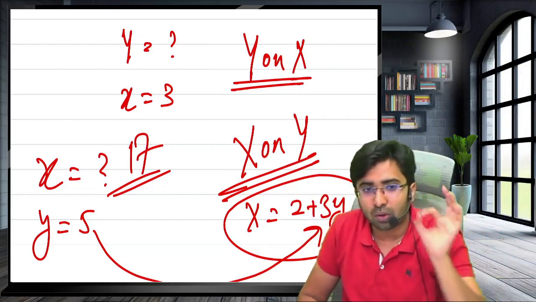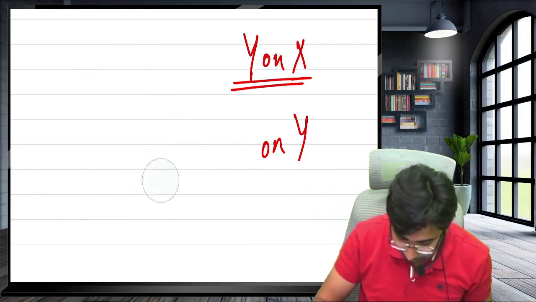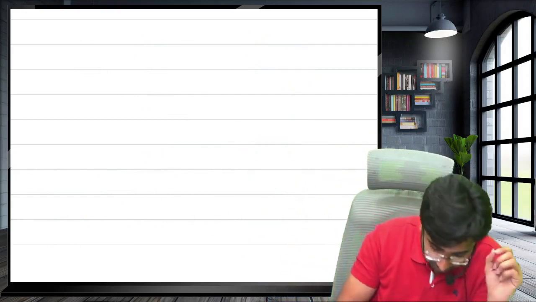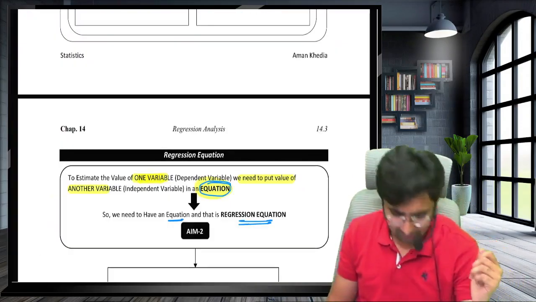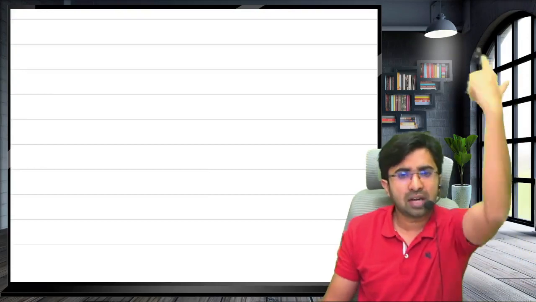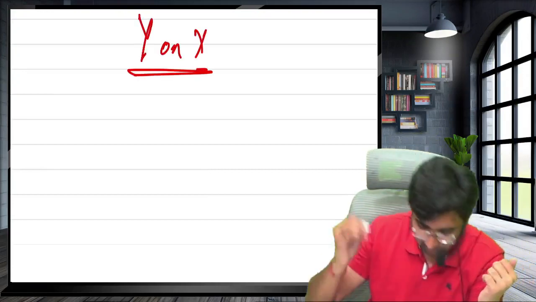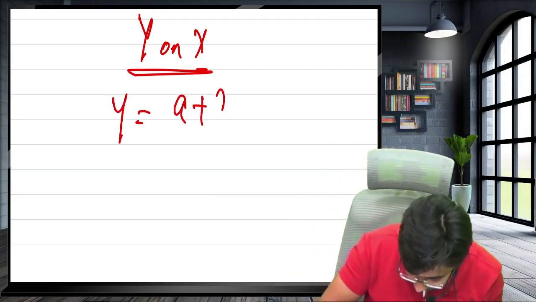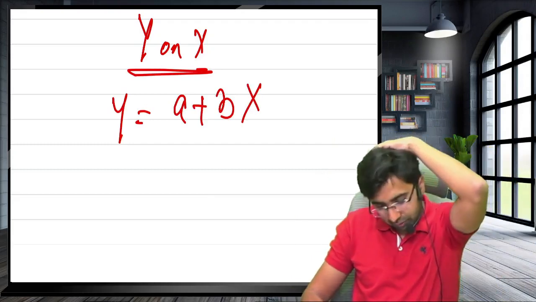Whether this point is clear or not, guys? Absolutely clear or only clear? Okay, guys. Now please pay attention. Sir, let's construct the equation. Let's start constructing the equation. Let's construct y on x. Sir, y is equal to a plus bx. Oh, sir, how will we construct it, sir?